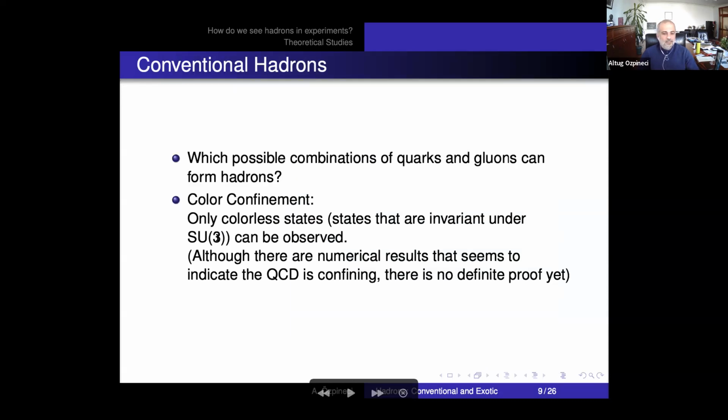Okay, so we were looking at the hadrons. What are the possible combinations of quarks and gluons? In fact, color confinement allows us to classify, in a sense, what the possible combinations are. Color confinement states that only colorless states can be observed. So the quarks, which are colored objects, and gluons, which are colored objects, should come together in such a way that they are colorless, or in more mathematically precise terminology, let's say they are invariant under this color symmetry.